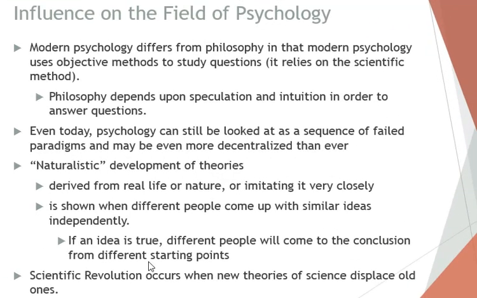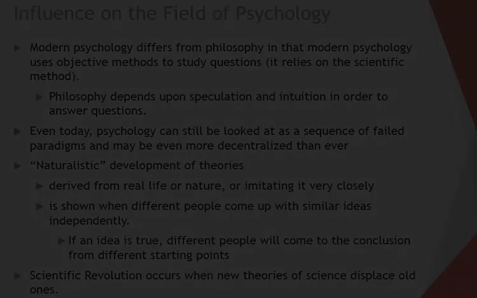That's the idea that if different people in different parts of the world in different environments come up with the same idea, they really ought to come up with the same idea, because they're studying human beings, and human beings are pretty much alike more than they are not alike throughout the world. So if an idea is true, different people will come to the same conclusion from different starting points, is the idea of the naturalistic development of theories regarding psychology. And scientific resolution occurs when the new theories displace the old ones, changes in paradigm like we already discussed.